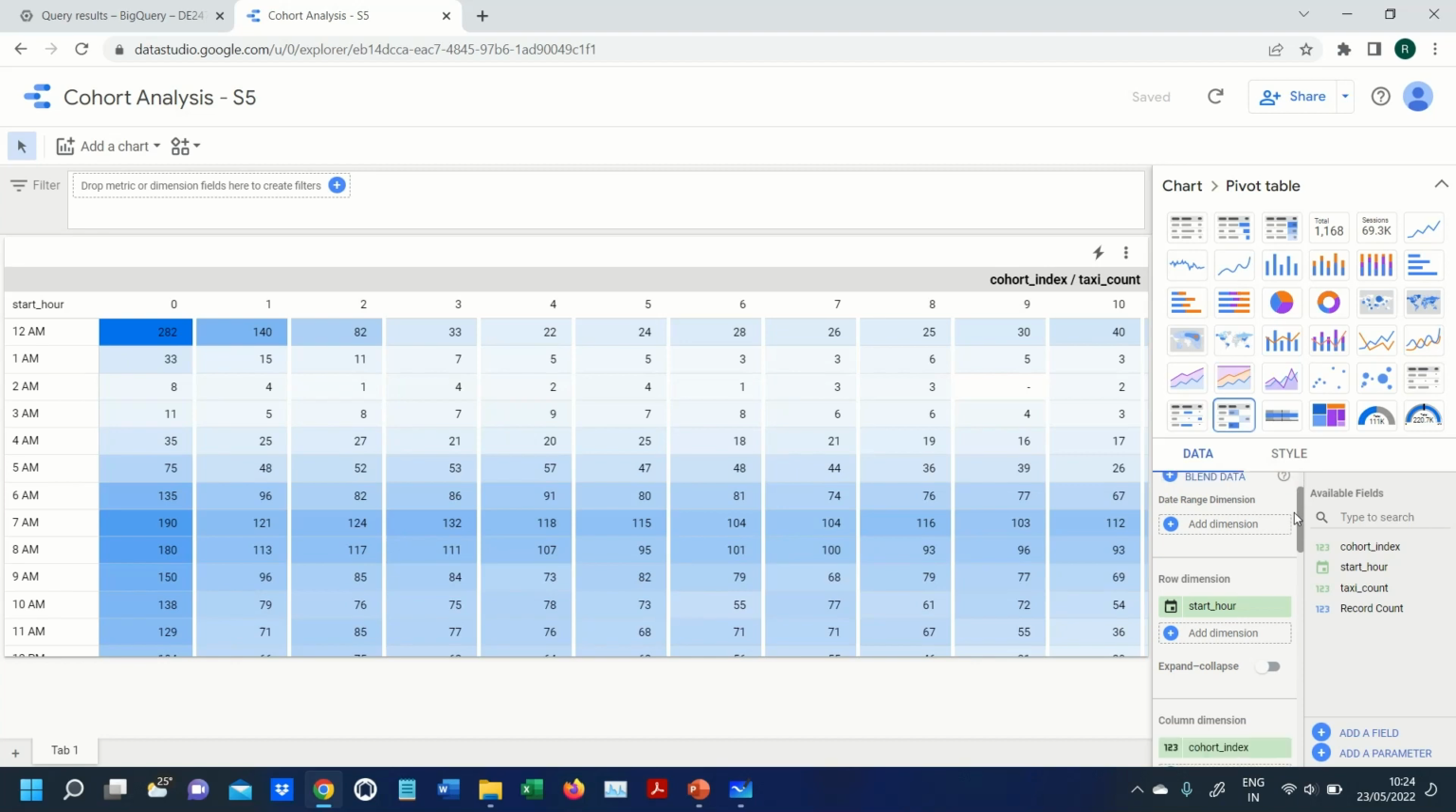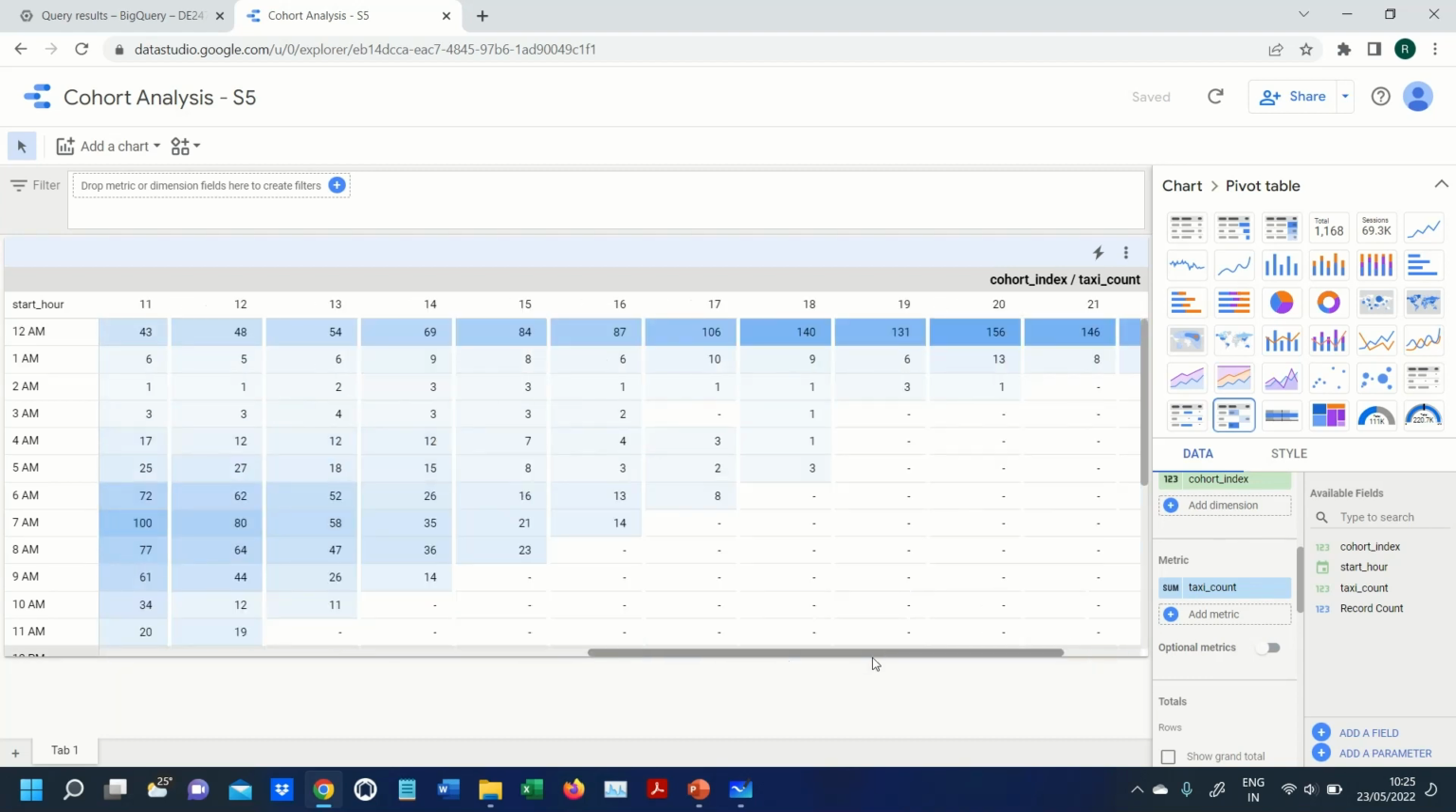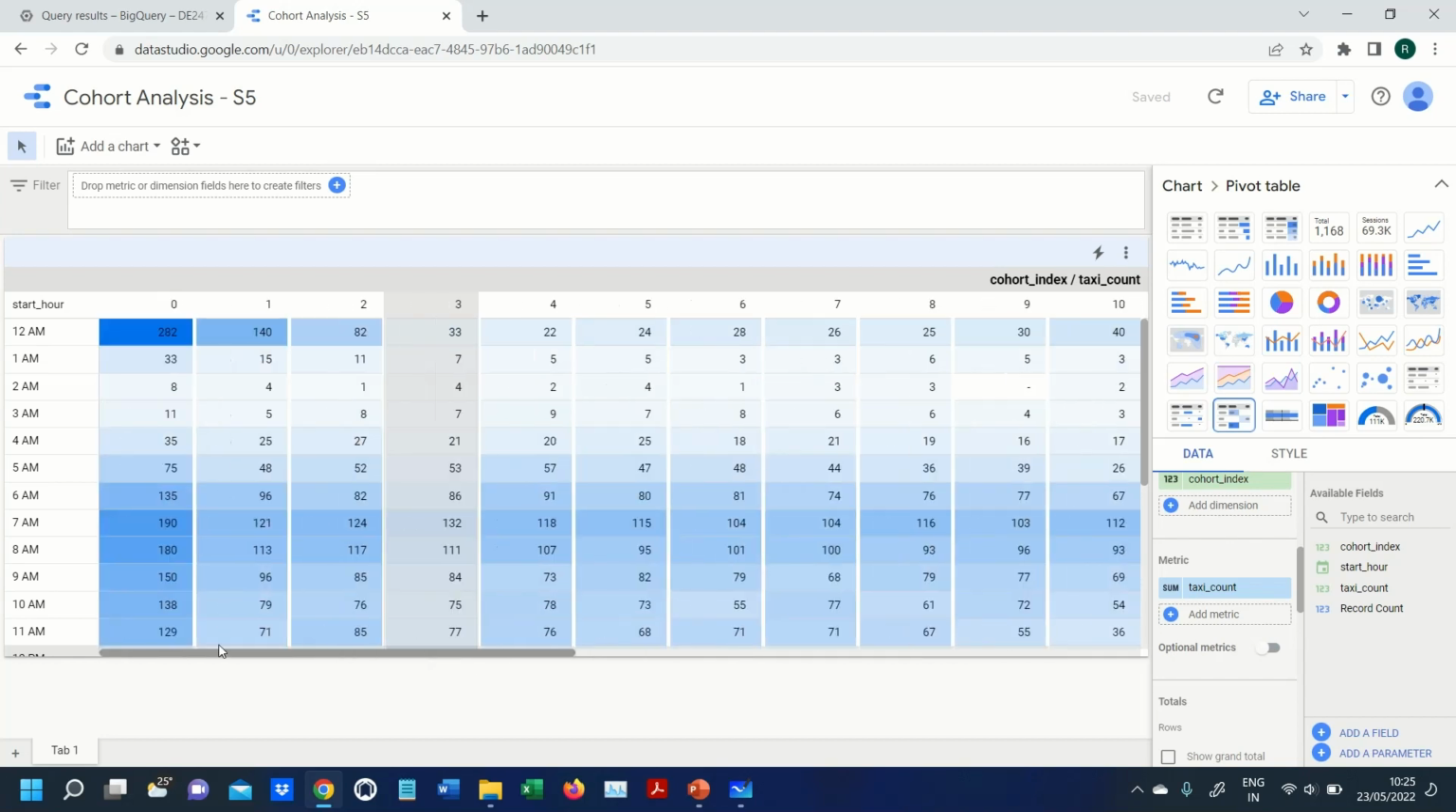Here we are taking the row dimension as start hour, the column dimension as cohort index, and the taxi count as the metric, the performance metric we need to measure. We are sorting them by row and column. So we get at 12 a.m. there are 282 taxis whose start hour is 12 a.m. Out of these 282 taxis, 140 operated in the first hour. There are 82 taxis that operated at least in the second hour, and this provides the behavior of each taxi.